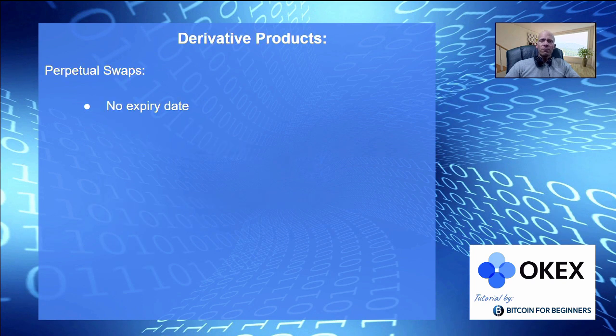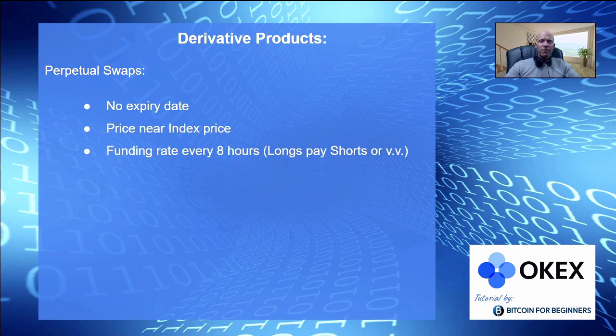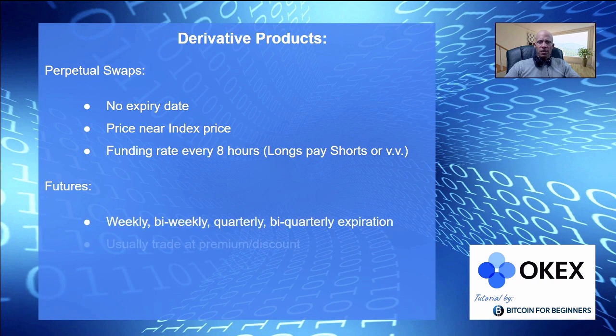The characteristics of perpetual swaps are that they don't have an expiry date, prices usually gravitate closely to the Bitcoin spot index price, and funding rate is paid by traders every 8 hours, where longs pay shorts or shorts pay longs. Futures are slightly different because they do have expiry dates. On OKEx, futures are expiring weekly, bi-weekly, quarterly and bi-quarterly.